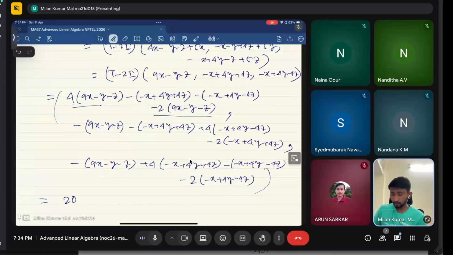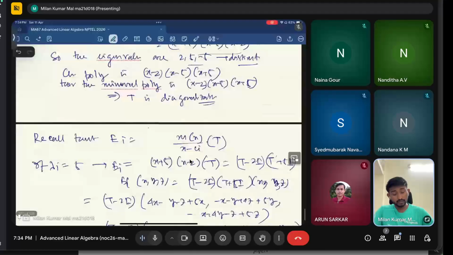We have done this type of problem earlier also, but I'm making a mistake. I think we have done this type. I think I'm making a little mistake. So give me 1 or 2 minutes.